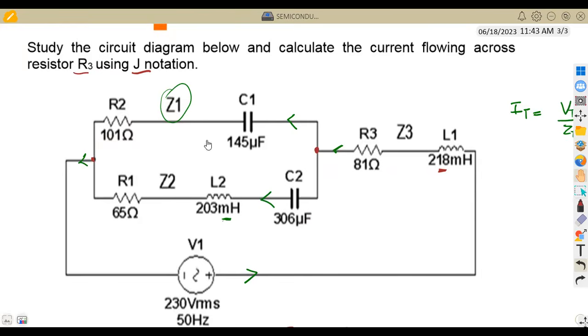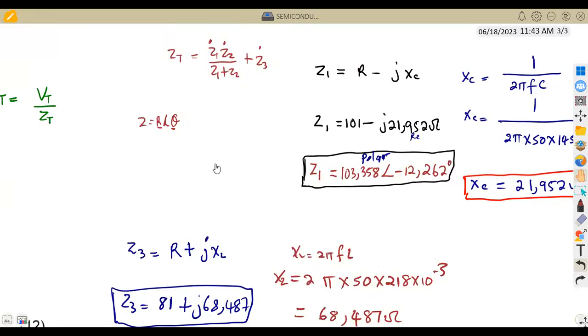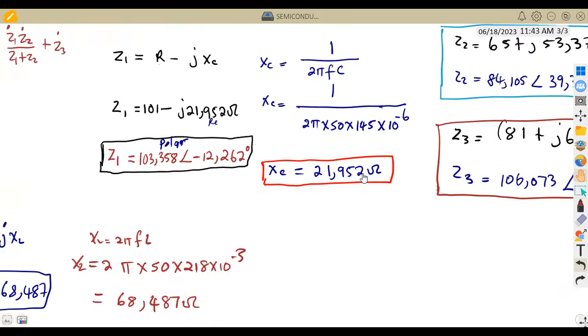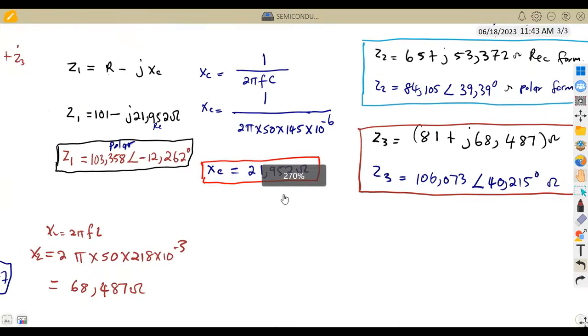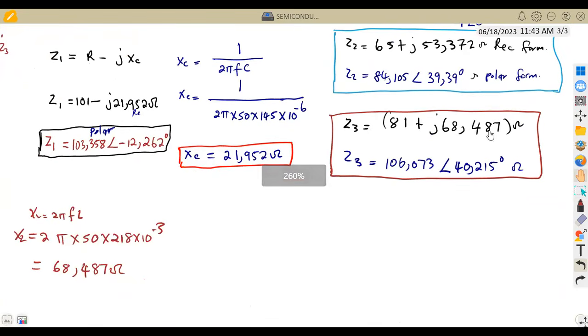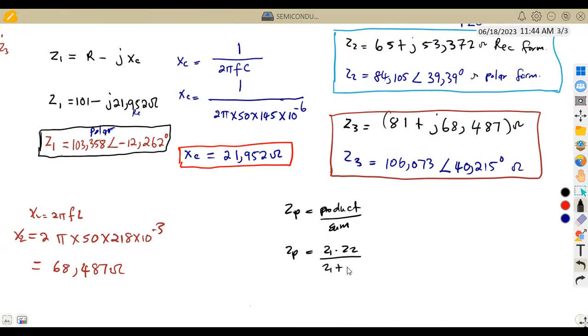Remember, in parallel, it's product over sum. So let us find the parallel combination of Z1 and Z2 first. Z1 and Z2 are in parallel, so it is going to be product over sum. Using product over sum, ZP is going to be Z1 times Z2 over Z1 plus Z2.